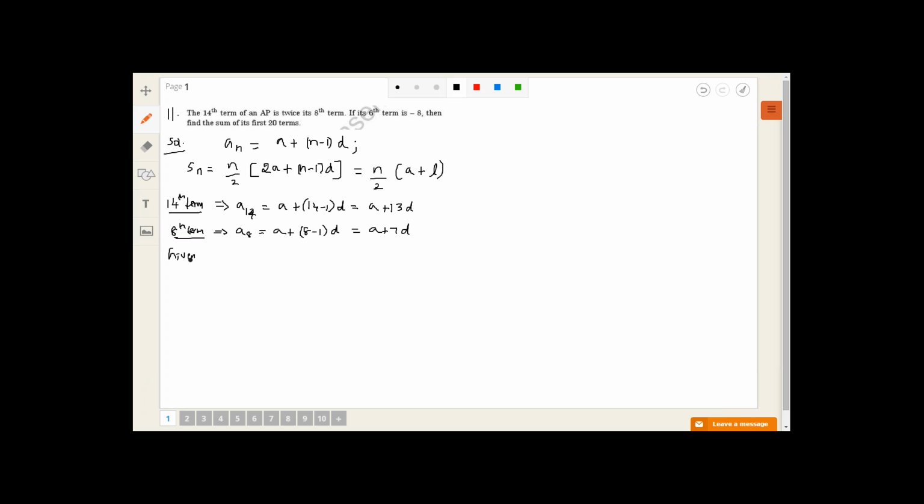But given that the 14th term is equal to twice the 8th term, so a plus 13d is equal to twice of a plus 7d, or a plus 13d is equal to 2a plus 14d, or a plus d is equal to 0. Let it be equation 1.